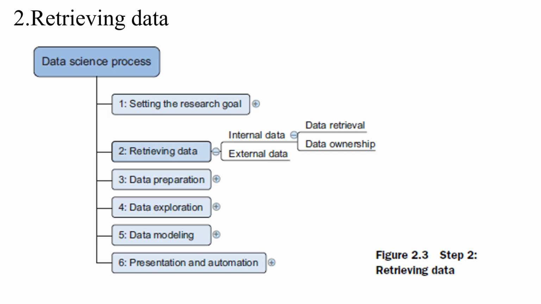So the next one is, so first we have done setting the research goal. Under this, we have to clearly define the statement and we have to create the project charter. Okay, the next one is retrieving data. So whether the data retrieval could be internal or external. So internal means data retrieval and data ownership. So let's see what it is.